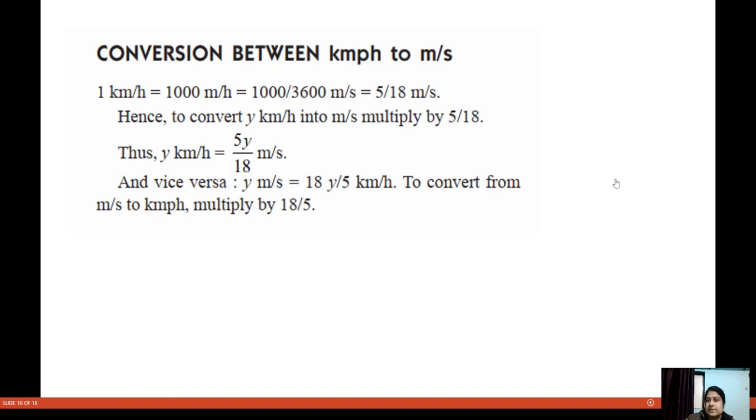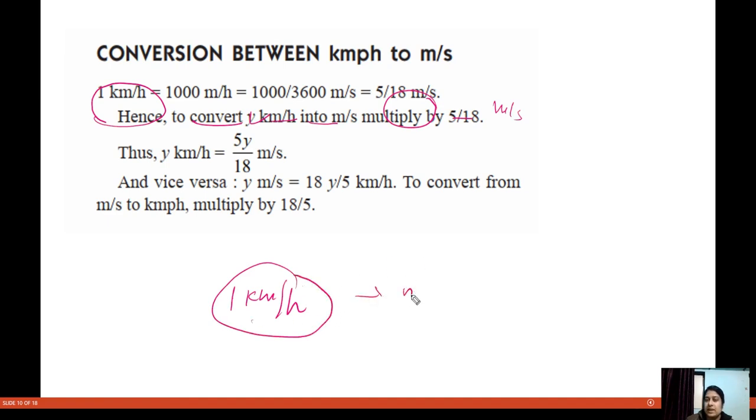See, look at this table conversion. We have 1 kilometer per hour equals 1000 meter per hour, or it is equals to 1000 divided by 3600, that is equals to 5 by 18 meter per second. So whenever you have to convert any speed in kilometer per hour to meter per second, you will just multiply that by 5 by 18.